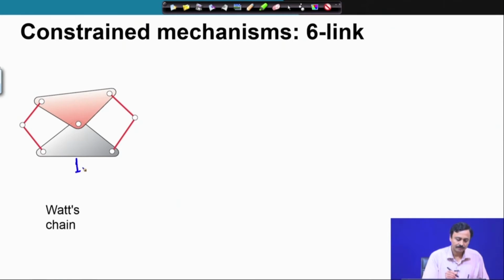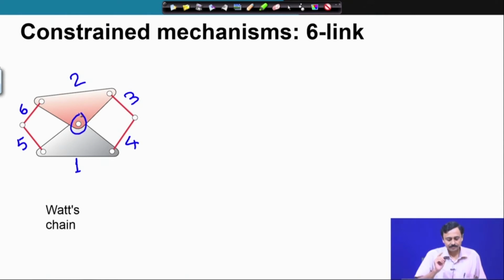So, links 1, 2, 3, 4, 5, 6. Links 1 and 2 are 2 ternary links, and these 2 ternary links are connected at this kinematic pair. So, that is a characteristic of the Watts chain. The 2 ternary links are joined at a kinematic pair.